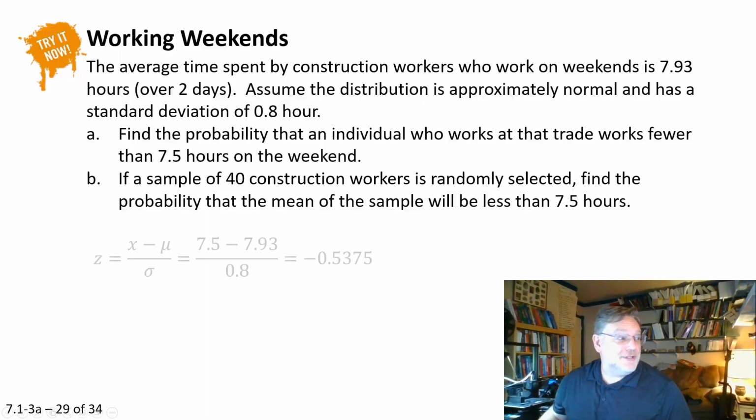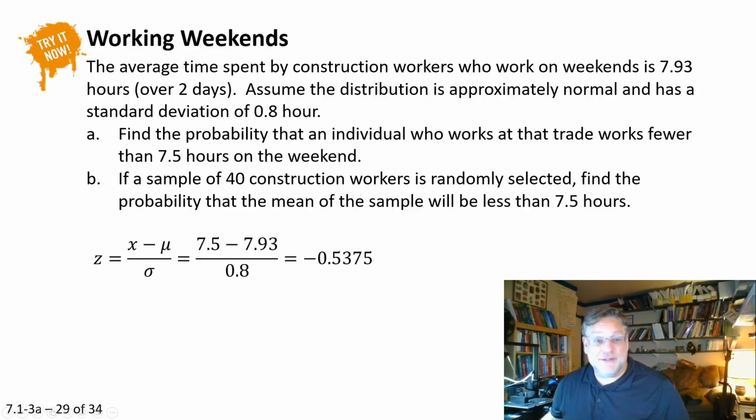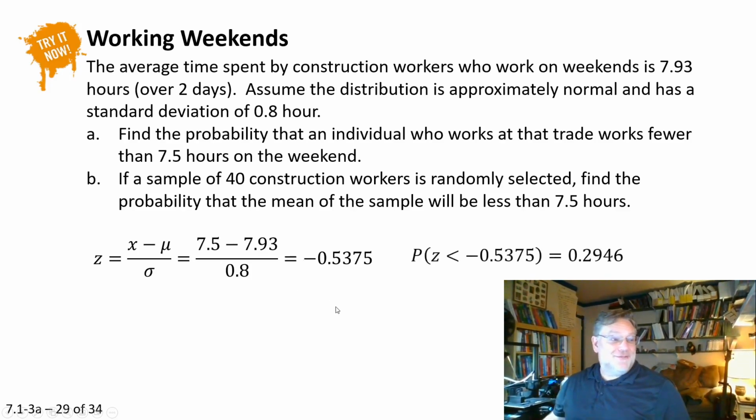What we want to do is, first of all, just calculate our familiar z value here, x minus mu all over sigma, and we get a value of z of negative 0.5375. And we're asking what's the probability that they work fewer than 7.5 hours on the weekend. So this is a probability on the left that you're finding from your spreadsheet that should just be under 30%.